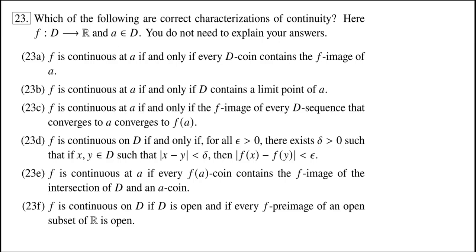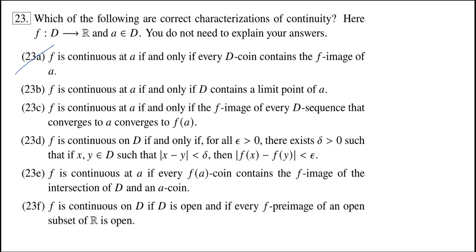So first, f is continuous at a if and only if every D coin contains the f image of a. Well, we don't even know what a D coin is. D is the domain of the function, right? So there's no such thing, right, as a D coin here. So yeah, this one just doesn't make any sense.